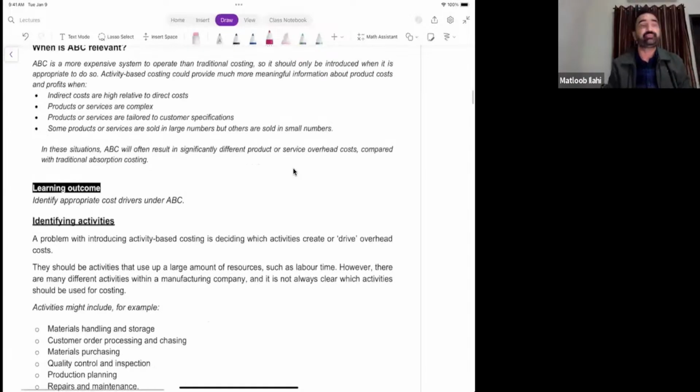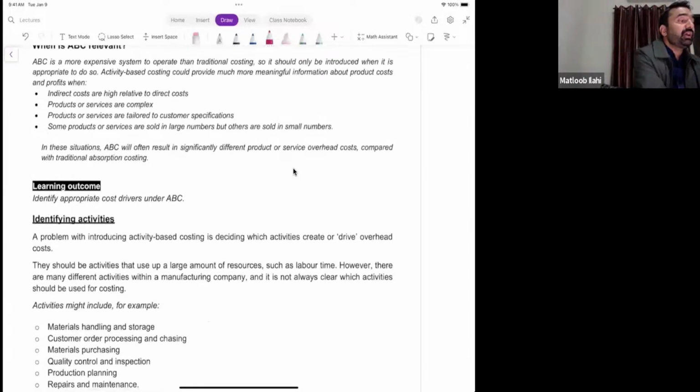These are the situations. Number one, where indirect costs are higher relative to direct cost. What are indirect costs? Indirect costs are overhead costs. So in simple terms, where overhead costs are higher than direct cost. What are direct costs? Direct material and direct labor cost. So where overhead costs are higher than direct material and direct labor cost, under such circumstances, it makes sense to use activity-based costing.